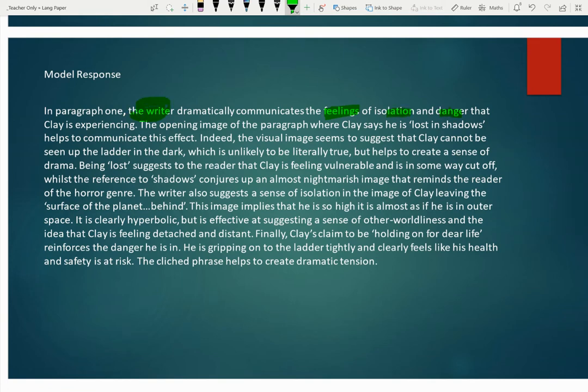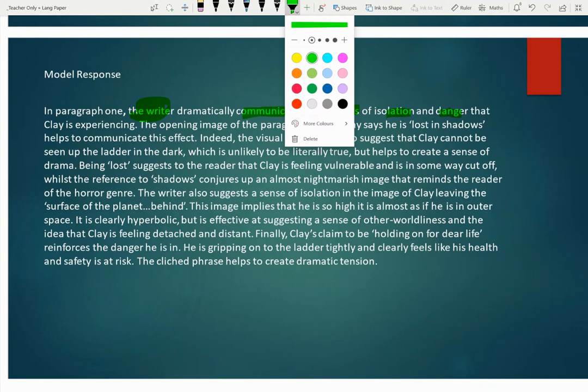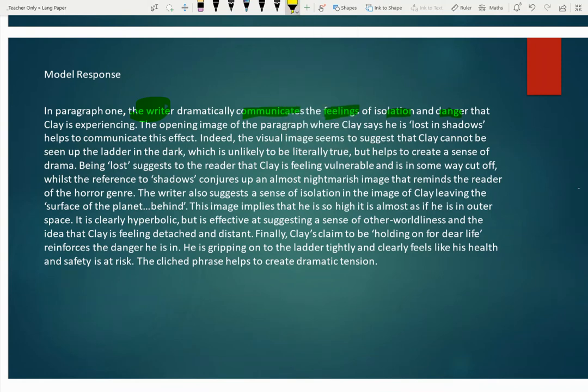Notice that I'm really talking about the writer and what the writer is doing. The writer is communicating something, and he's communicating how Clay is feeling, and that those feelings are that he's isolated and he's in danger. So I'm signaling to the examiner that I've read the focus, the task, I really understand it, and I'm going to write a really precise response. The opening image of the paragraph, notice how I've flagged up that I'm going to talk about an image. Really signpost that image.